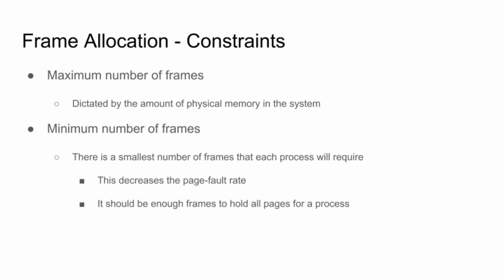The second constraint is concerned with the minimum number of frames that each process requires, and there are several good reasons for doing this. The first reason has to do with performance. As the number of frames allocated to a process decreases, the page fault rate will increase. This is detrimental to performance since the instruction must be restarted if the page fault occurred before the instruction completed execution. There should also be enough frames to hold the different pages that any single instruction can reference.